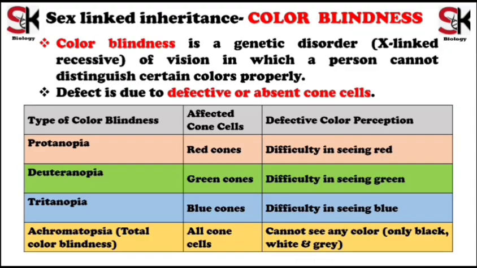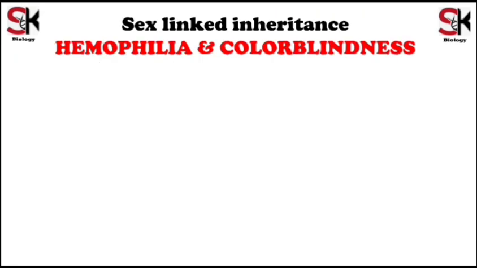In the same way, color blindness is also a disease of X-linked inheritance, in which vision of person is defective and cannot distinguish between colors properly. Defect is due to defective or absent cone cells. Here in this table you can see different types of color blindness and their respective cells. Now let us understand how hemophilia and color blindness affect next generation by inheritance of X chromosomal genes.